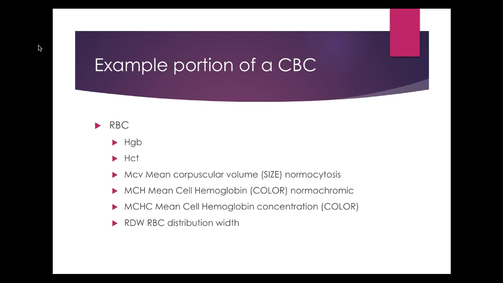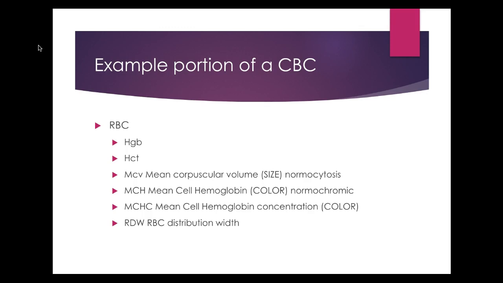Your MCV is the size of your red blood cell, all right? And we use normocytosis, microcytosis, and macrocytosis. So the size. So obviously we want it to be normal. So that's the MCV, mean corpuscular volume. Now the MCH is your color. So it's normochromic, hyperchromic, or hypochromic.